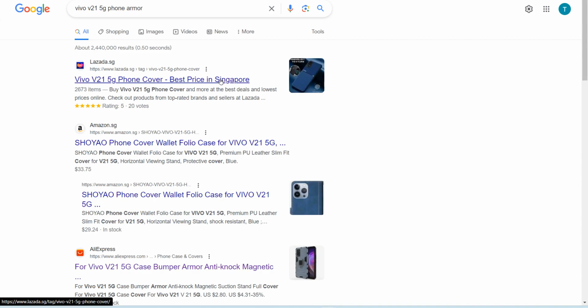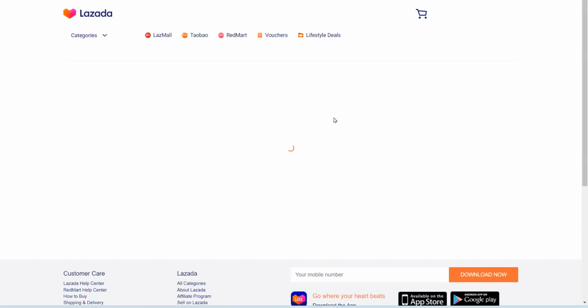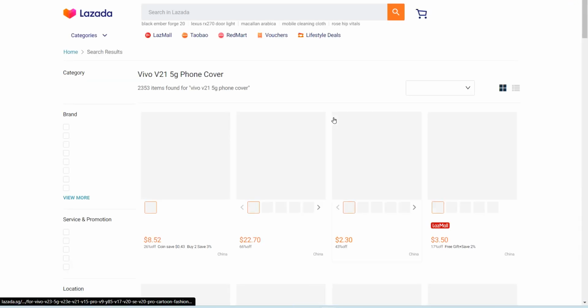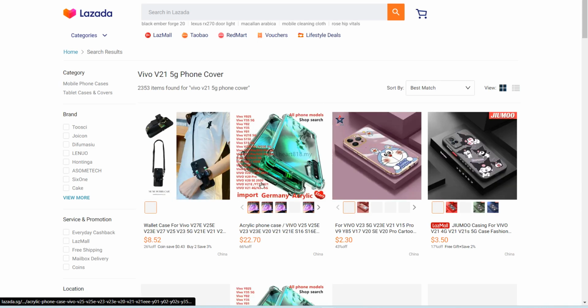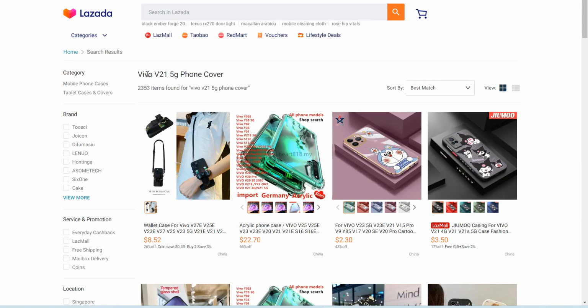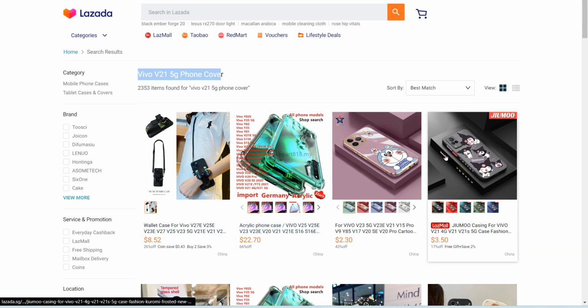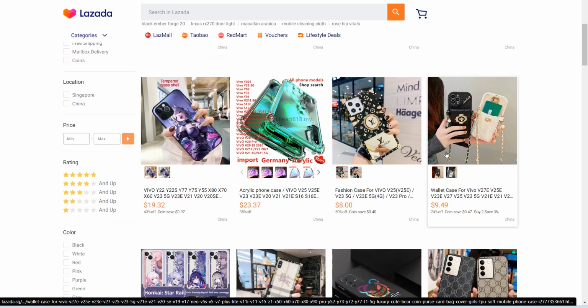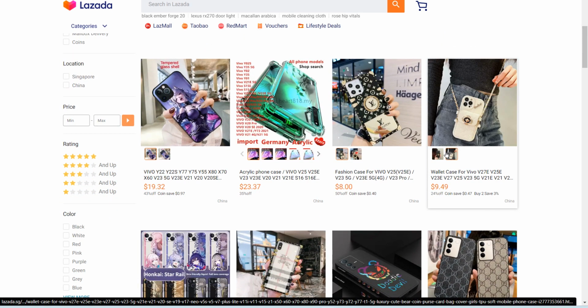Okay, maybe this one, yeah. Because I saw one that was Lazada just now, as well as one that was Shopee, but the Lazada one wasn't this, it was something on Super. So, okay, this does not look very shockproof.